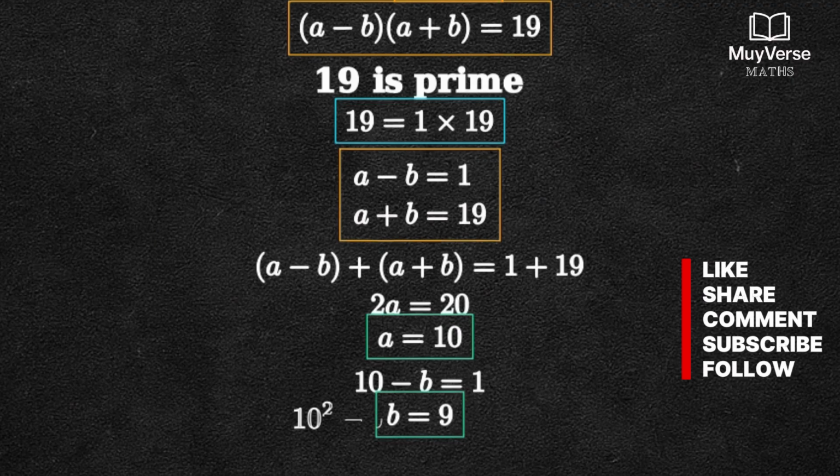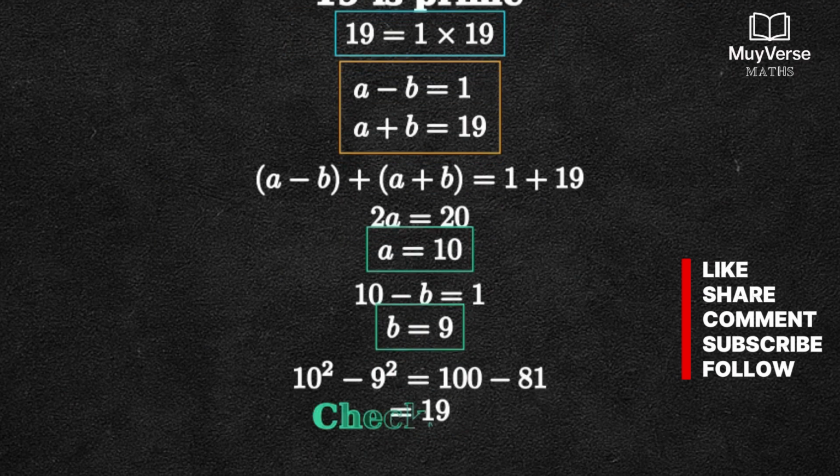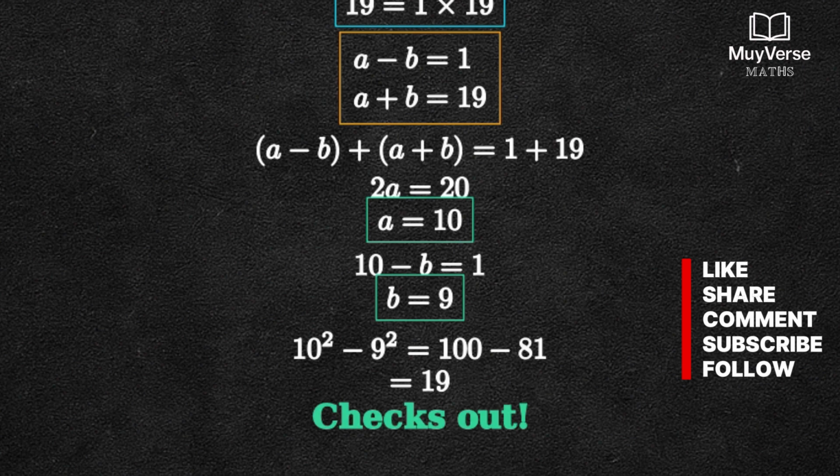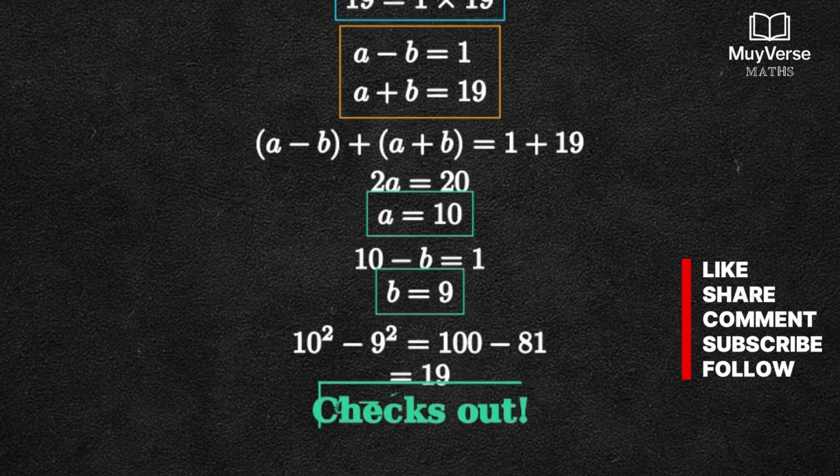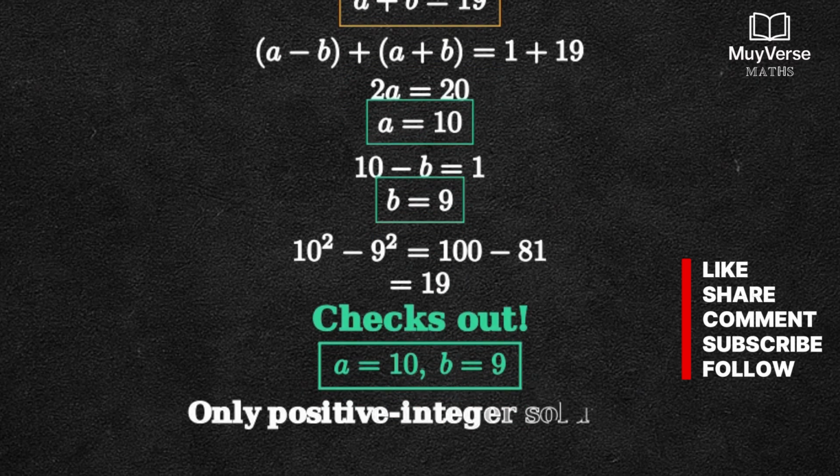Always check. 10 squared minus 9 squared equals 100 minus 81 equals 19. Perfect. Conclusion. The unique positive integer solution is a equals 10 and b equals 9.